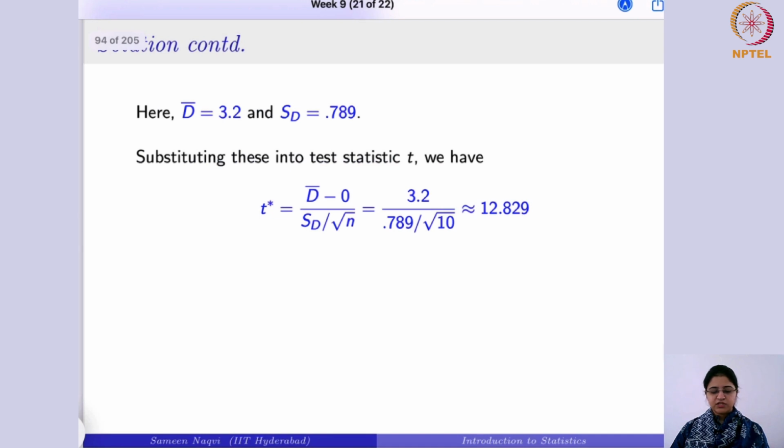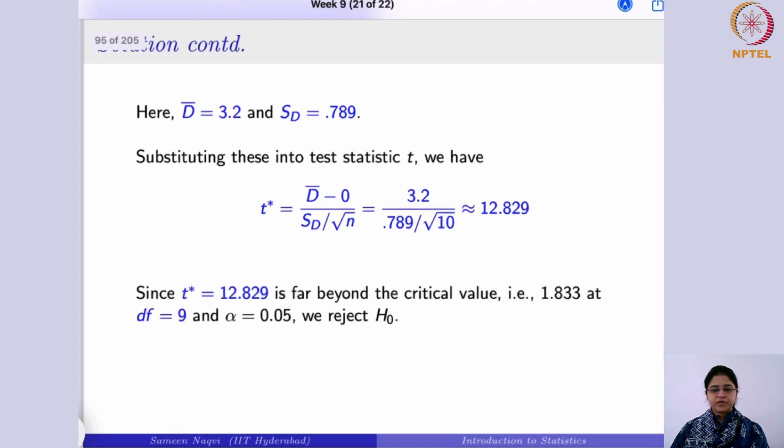And substituting this value in the test statistic, we have that it is approximately 12.829. And the critical value that you get at degrees of freedom 9 is 1.833. It means that your test statistic that you have calculated is greater than your critical value, so you are going to reject it, because T star is greater than or equal to T alpha.